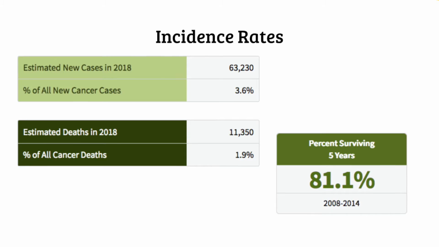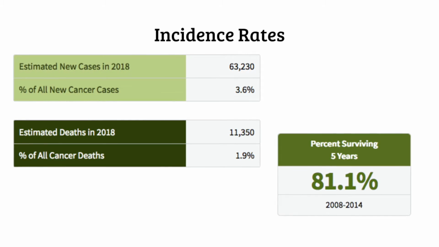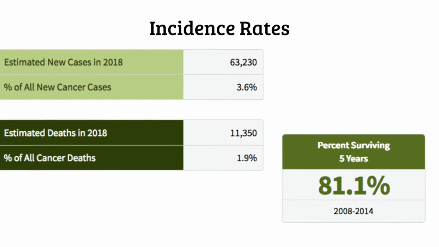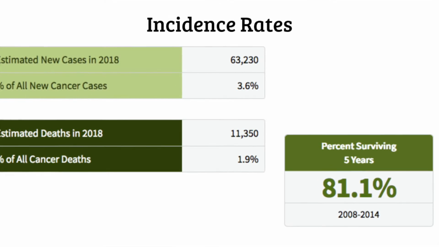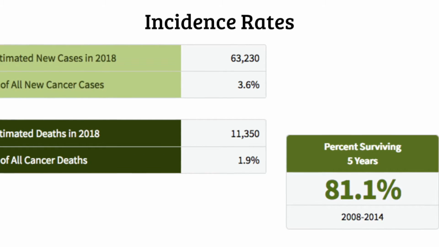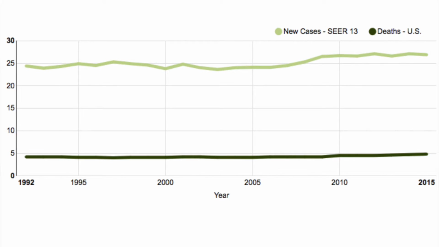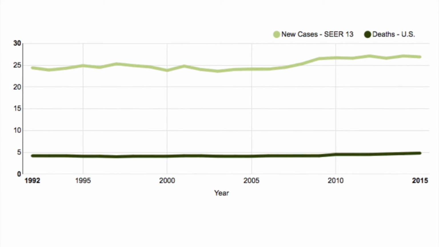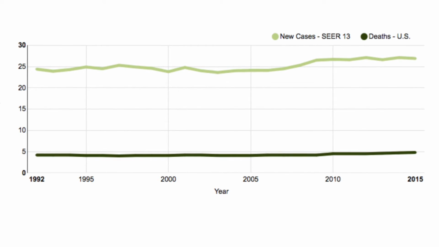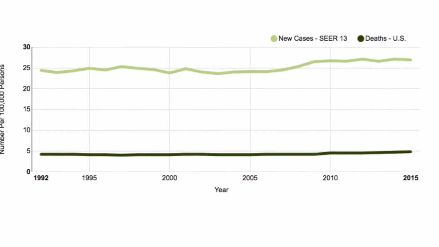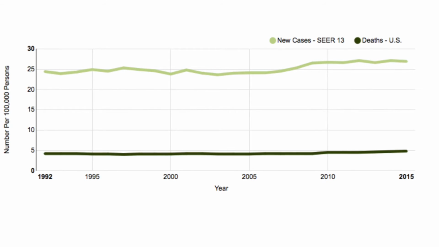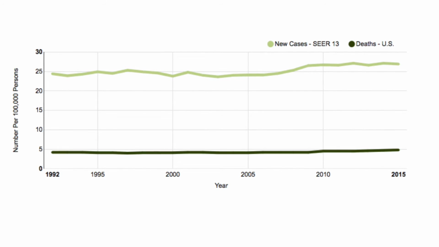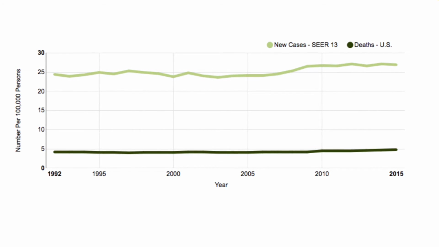So for 2018, there are going to be an estimated 63,000 new cases of uterine cancer in women in the United States, and there will be about 11,000 deaths. The number of uterine cancer cases was 26 per 100,000 women per year, and the number of deaths was 4.6 per 100,000 women per year, and this was based on a 2011-2015 study. In 2015, there were an estimated 727,000 women living with uterine cancer in the United States.